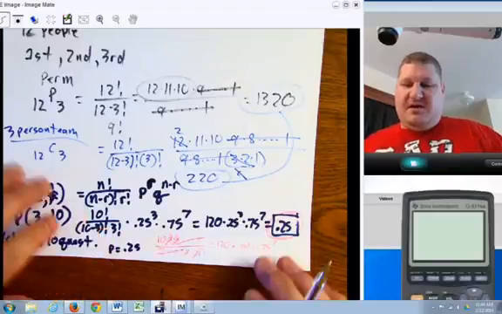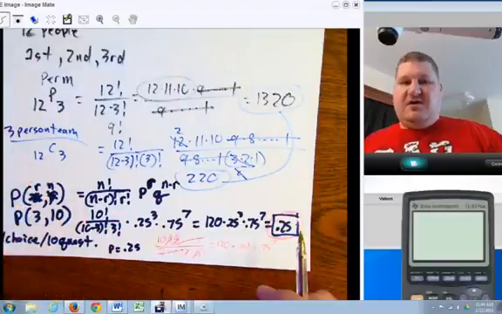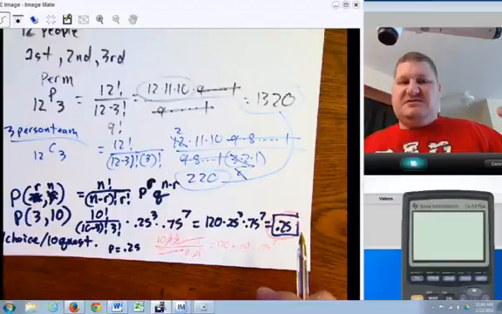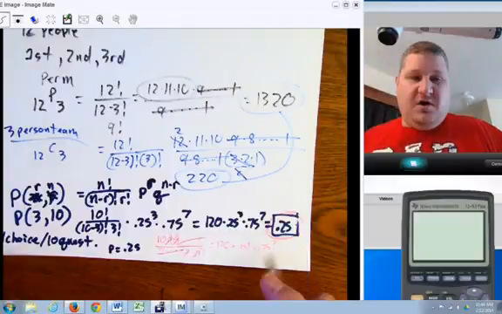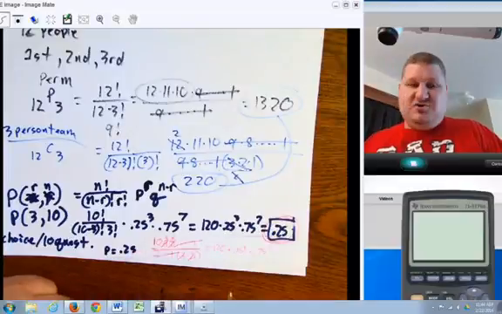Do remember that in binomial, it's a fixed number of trials. Each trial is independent. Only 2 choices, and the probabilities for us remain equal throughout the whole process. So you have those things.